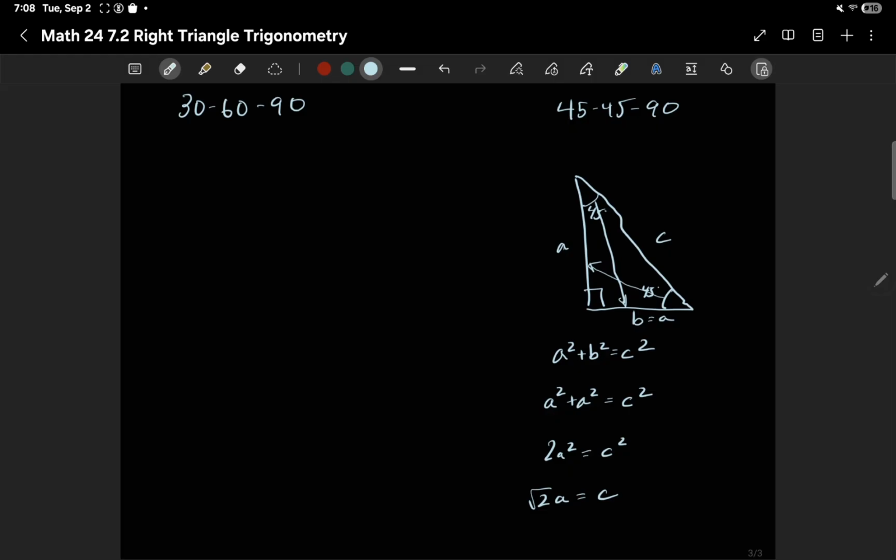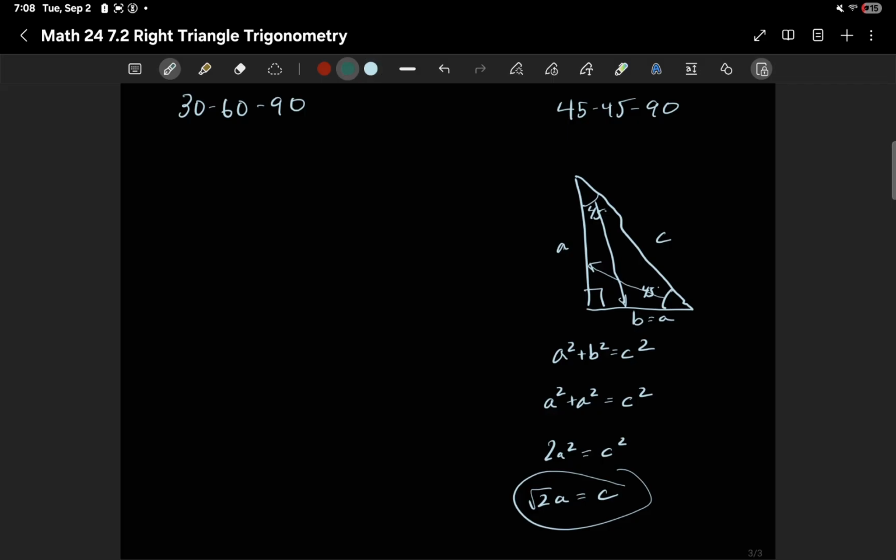And so now what we have is, rather than having a, b, and c, we got rid of b by being clever and calling it just a because they both oppose 45-degree angles. Now we have another replacement. Rather than calling it c, we can call it square root of 2 times a.